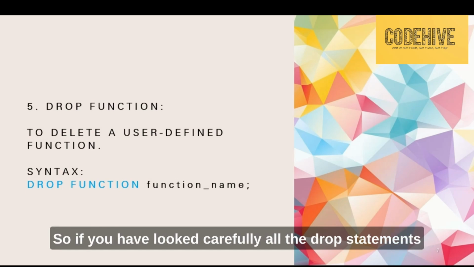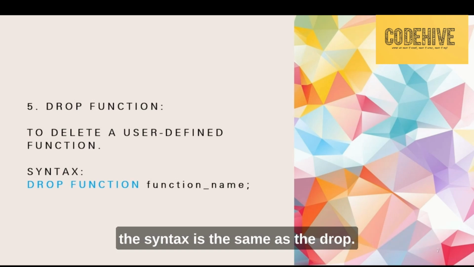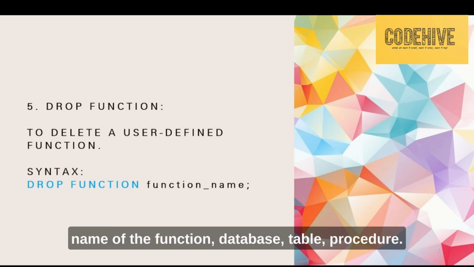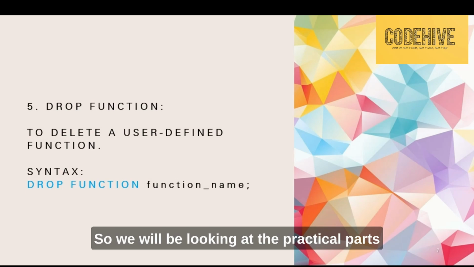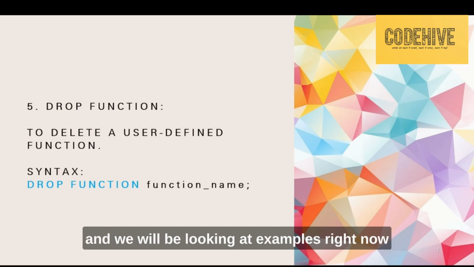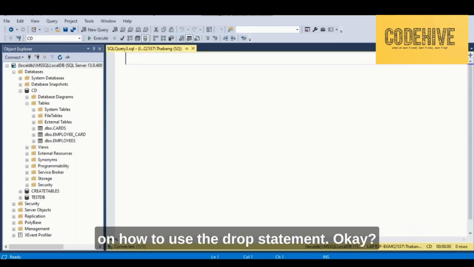So if you have looked carefully, for all the drop statements that we've looked at from number 1 to number 5, the syntax is the same. It is drop and then whatever you're dropping, whether you're dropping a table, a function, a view, a database, or a procedure, and then the name of the function, database, table, or procedure. That's just how the drop statement works. So we will be looking at the practical parts and examples right now on how to use the drop statement. Okay, so let us look at the practical examples.